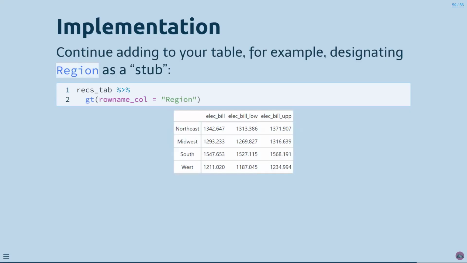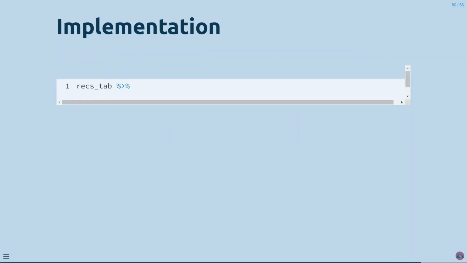Let's say that you want to add row labels, and these are called stub in GT. We can add that argument directly into the GT function. This creates a clear separation between the row labels, in this case the regions, and the rest of the table. And next slide, please.